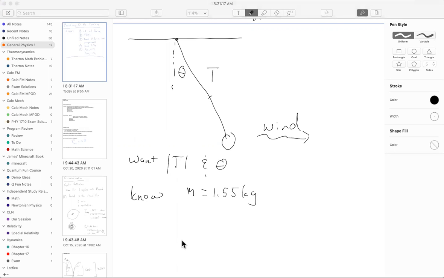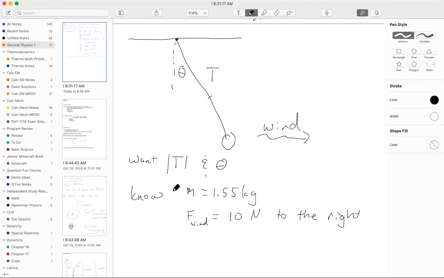We also know that the rope is taken to be massless. That's easy. And let's say we're given that the force from the wind is, let's just say, 10 newtons. Everyone's numbers are going to be different. To the right.